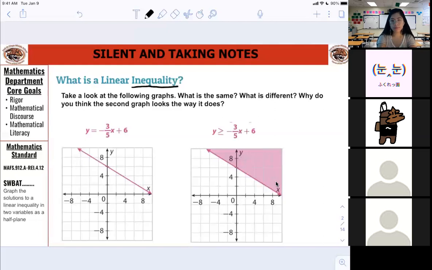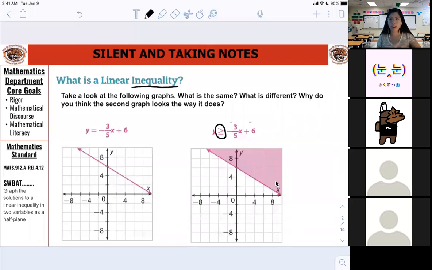The equation. Okay, so the equation itself is different. What's different about it? It's less than or equal to. Okay, so this right here is not less than or equal to. Oh, it's the other one. This one's greater than or equal to. Yeah, greater than or equal to.